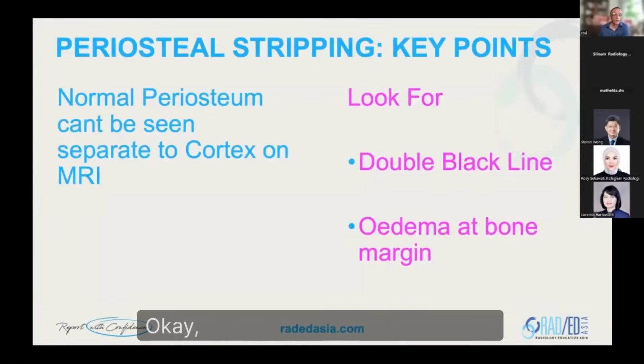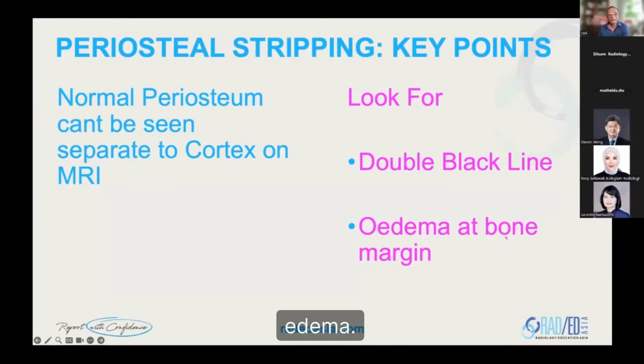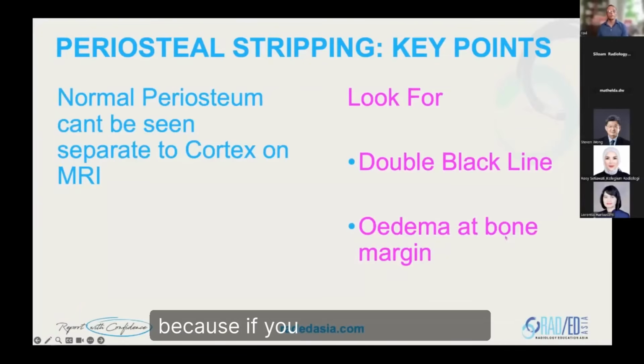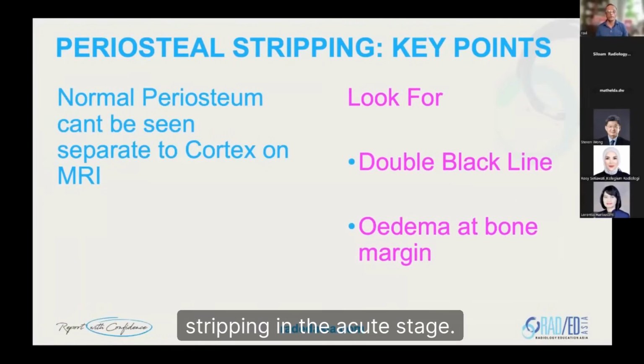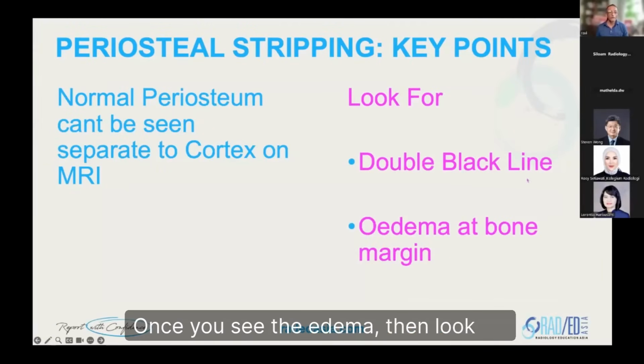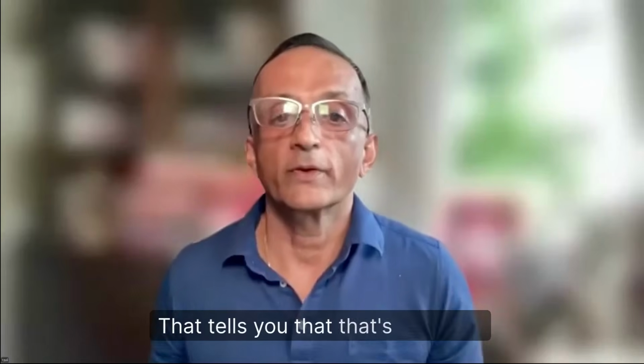which is exactly the same appearance that we saw just before in the ankle. Okay, so for periosteal stripping, the key points are: one, in a normal scan, you don't see the periosteum. But in the context of trauma, look for a double black line. Actually, the first thing is to look for edema. Look for edema at the bone margins, because if you don't have edema, you're not going to have periosteal stripping in the acute stage. Once you see the edema, then look for the double black line. That tells you that there's stripping of the periosteum.